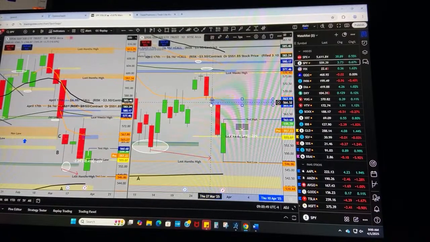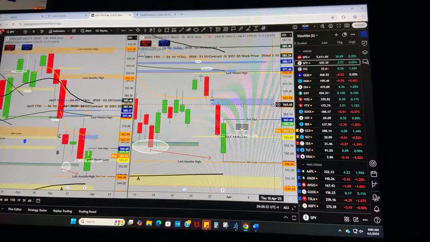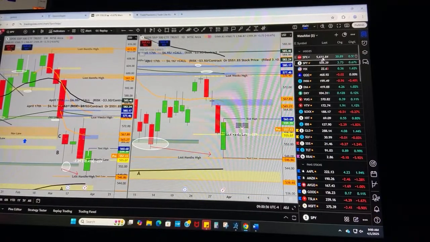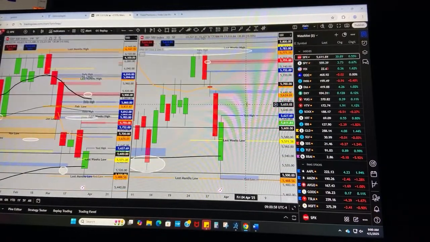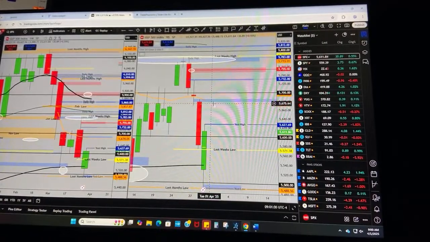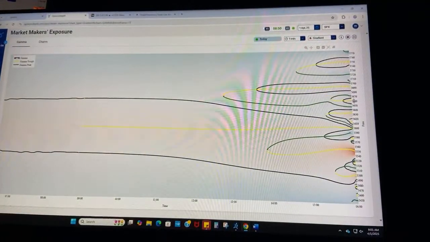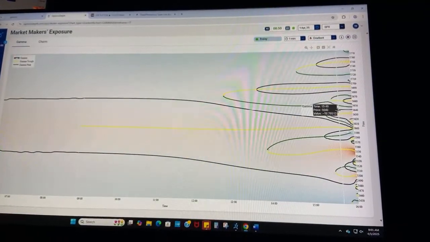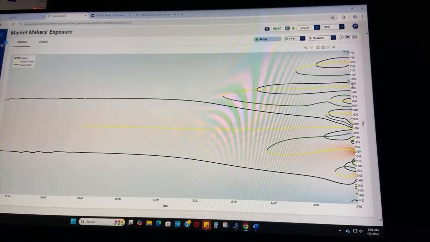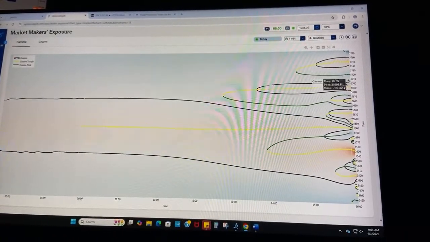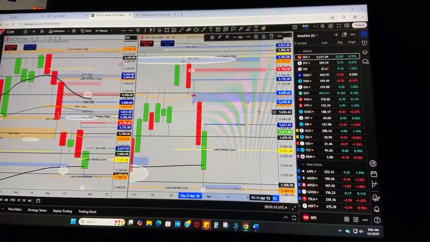SPY 565 handle, give or take, somewhere up here, for some supply. That would be equivalent in the SPX, I already have it mapped out, 5675 up into the 5700 area here. And we have a high gamma node there as well in the SPX.